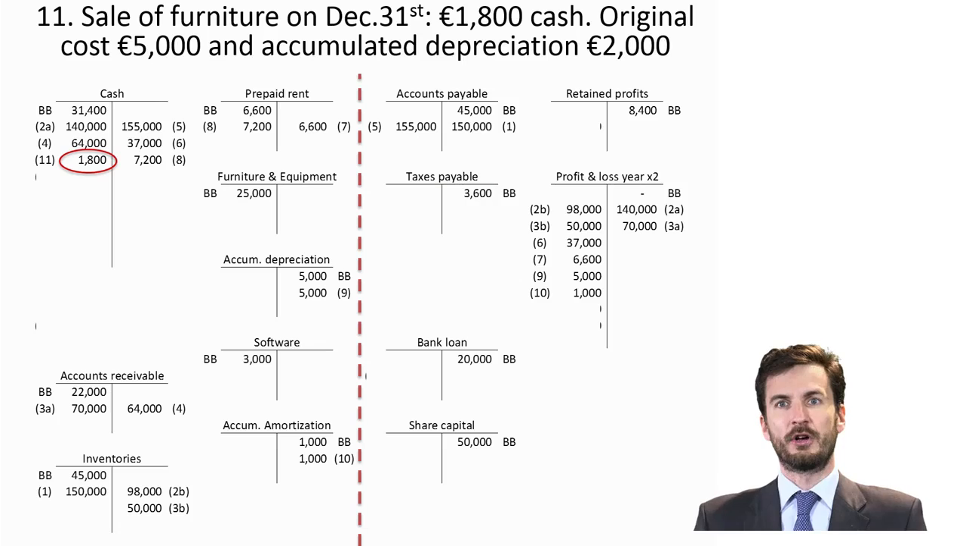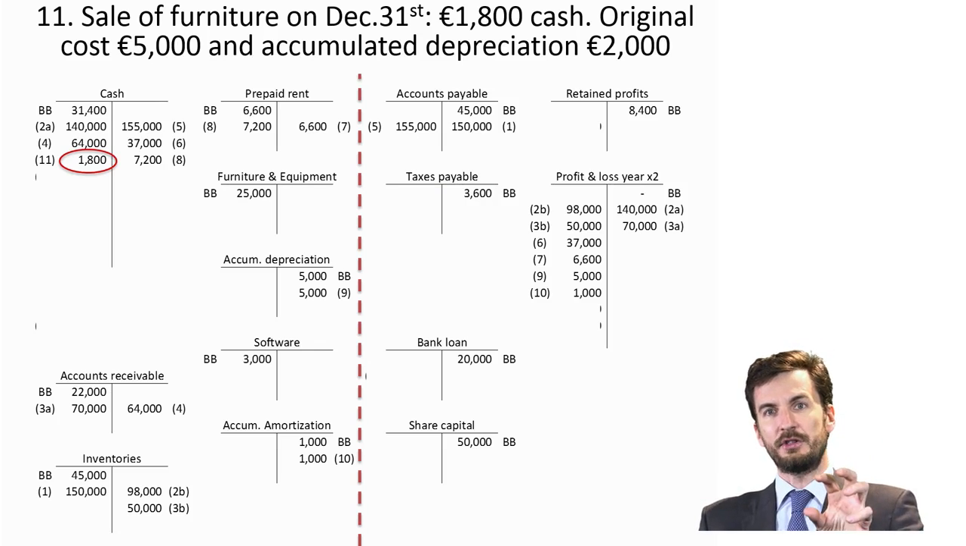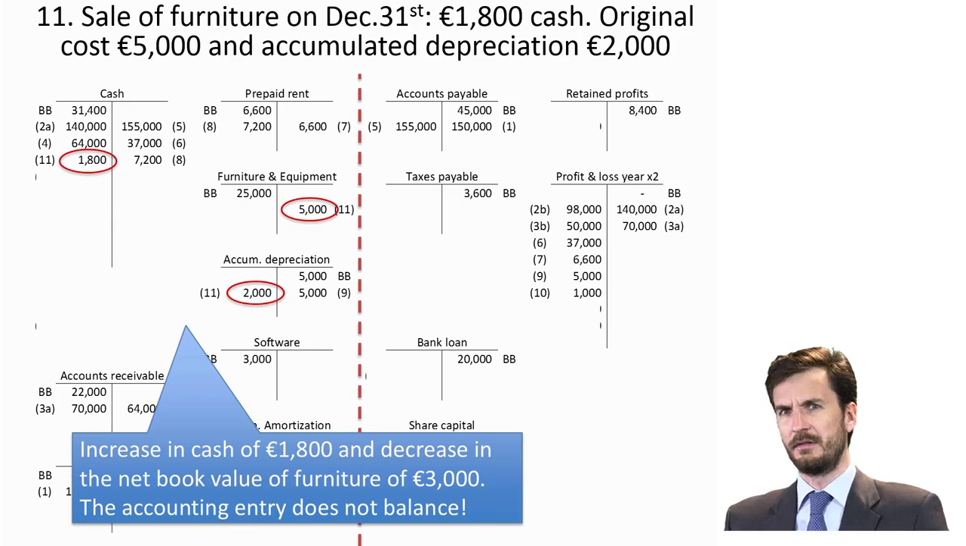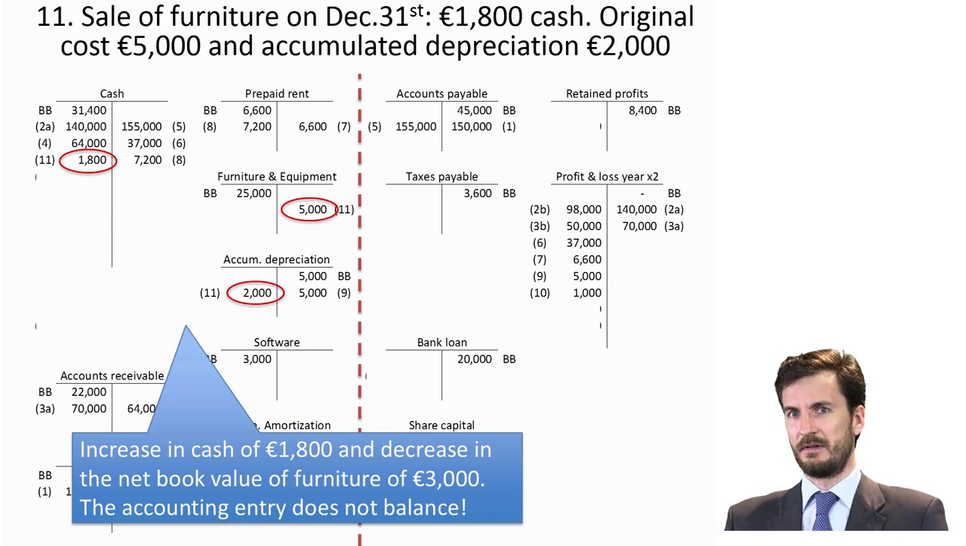Therefore, the net book value of this asset is 3,000 euros. So we receive 1,800 euros. In exchange, we are giving an asset with a net book value of 3,000 euros. Now, as you can see here, the transaction doesn't balance. So what do we do with the difference?